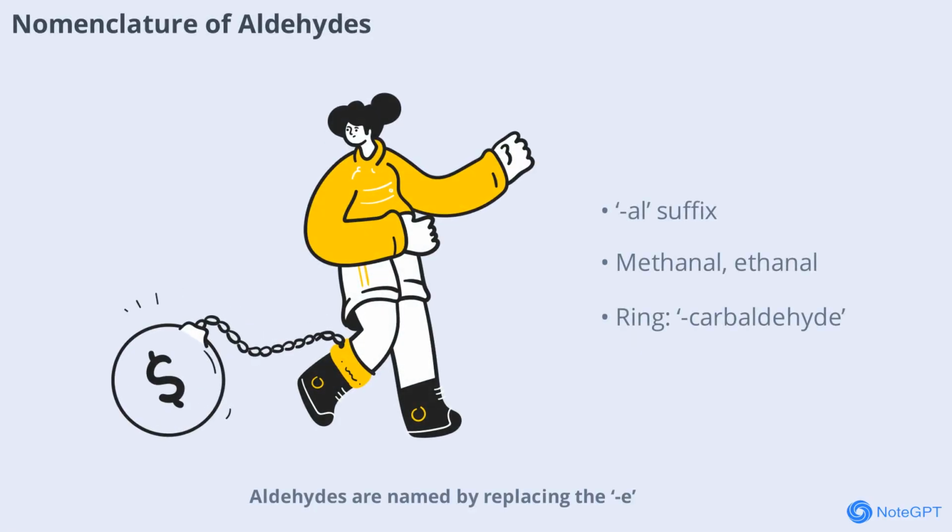Aldehydes are named by replacing the E ending of the parent alkane with al. For example, methane becomes methanal and ethane becomes ethanal. If the aldehyde group is attached to a ring, the suffix carbaldehyde is used. Proper nomenclature is essential for clear communication in chemistry, ensuring that each compound is uniquely identified.